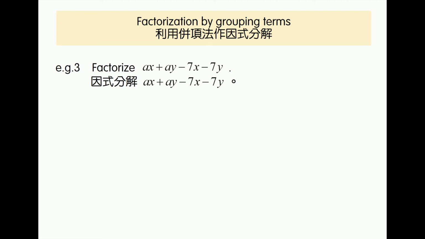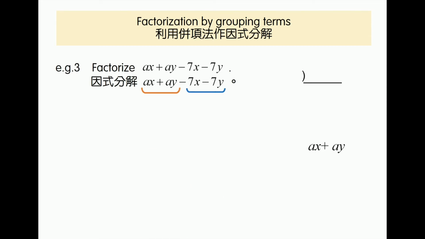We need to be extra careful when we are grouping terms. We need to be especially careful with the positive and negative signs, like in this question. As mentioned before, if we could factorize all 4 at the same time, that would be the best. But it seems like we couldn't do it. That's why we need to do grouping.